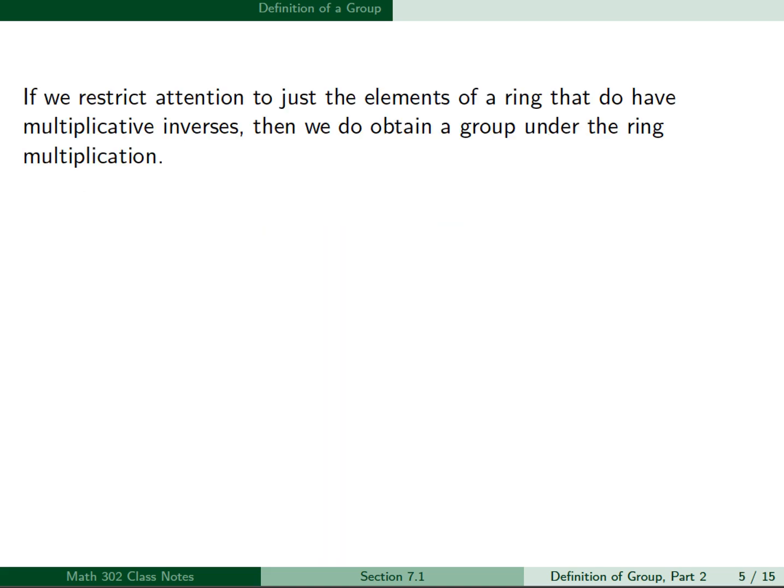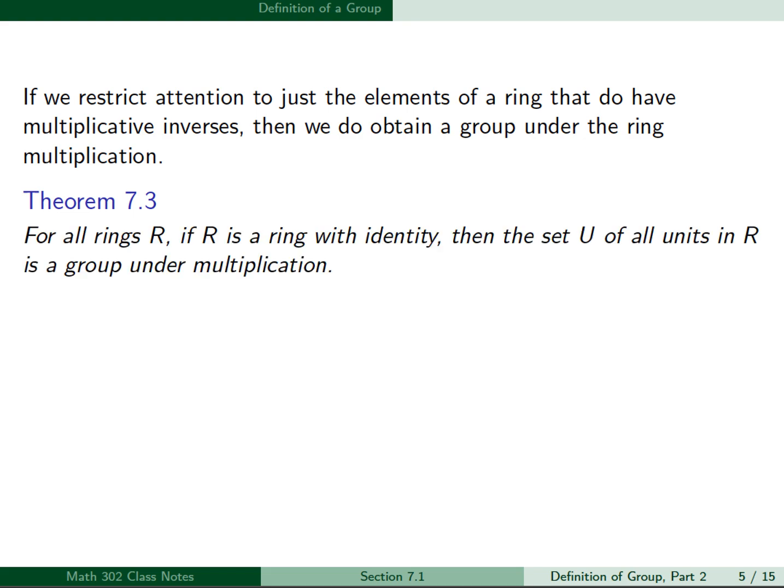Now, if we restrict attention to just the elements of a ring that do have multiplicative inverses, then we do obtain a group under the ring multiplication. And this is the result of Theorem 7.3. For all rings R, if R is a ring with identity, then the set U of all units in R is a group under multiplication.